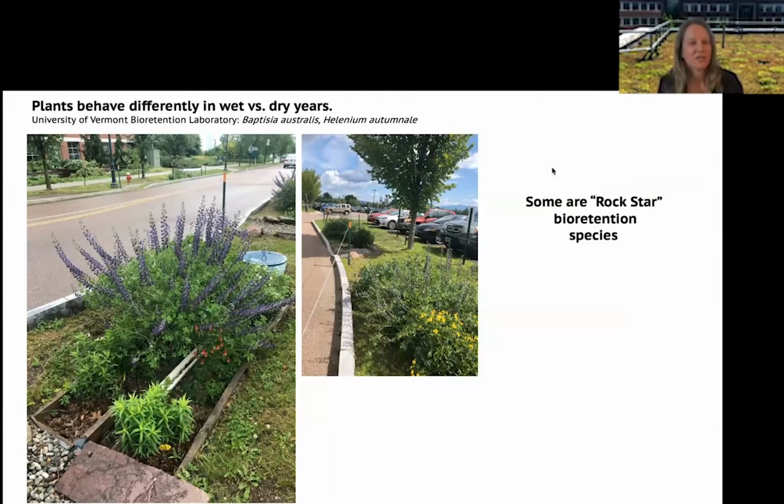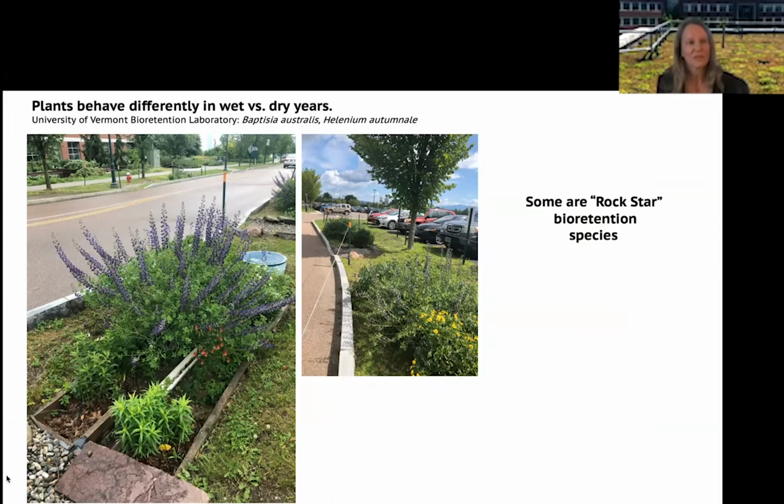Other plants in wet versus dry years, I like to think about certain plants as being rock star species. So this Baptisia here, for example, is doing great and thriving, but this was a 7 species mix of plants, and there aren't that many. There's a little tiny columbine here and some anemone windflower here.